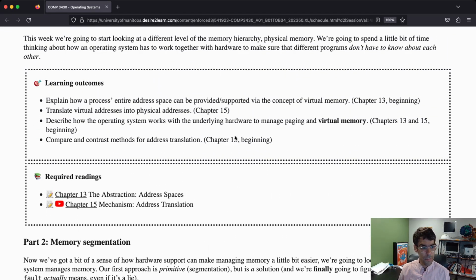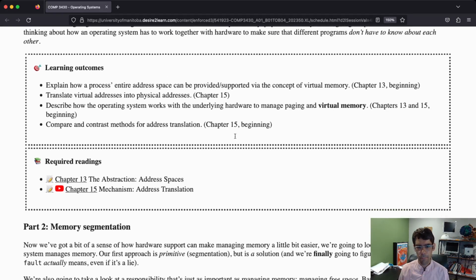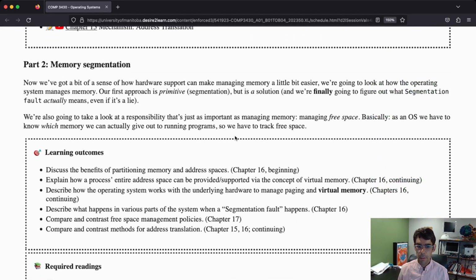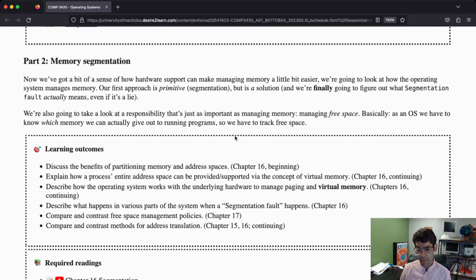These learning outcomes are eligible to be assessed on the final exam, and take a look at that learning outcomes document. But again, I'll go through that learning outcomes document in a separate video. So after we talked about virtual memory, then we talked about segmentation.